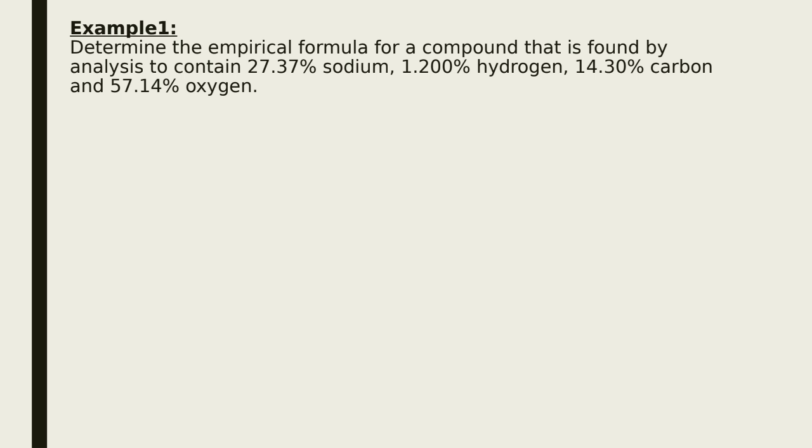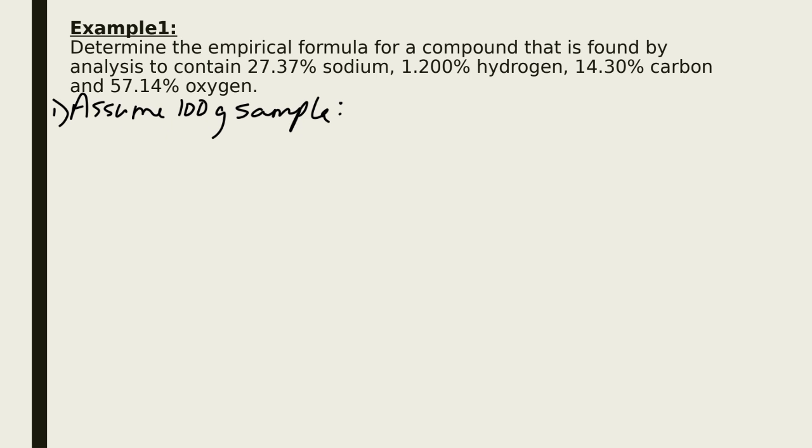So let's try this example and come up with an empirical formula for this compound. They give us the percent composition of the elements present. If they give it to us, we can then determine the mass of each element. The first thing we're going to do is assume a 100-gram sample. This is nice and easy because if we assume a 100-gram sample and we're dealing with percentage values, all of those percentage values just become gram values. So 27.37% of 100 grams is 27.37 grams.